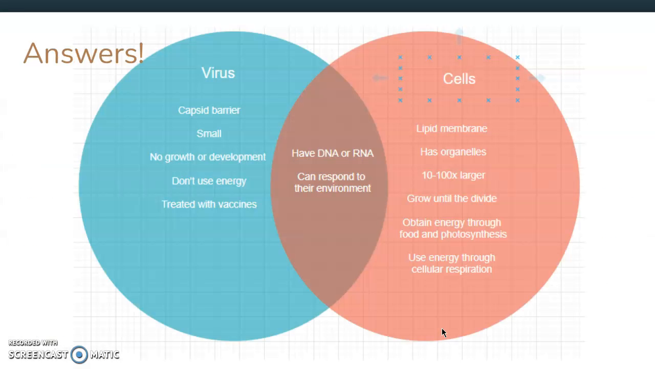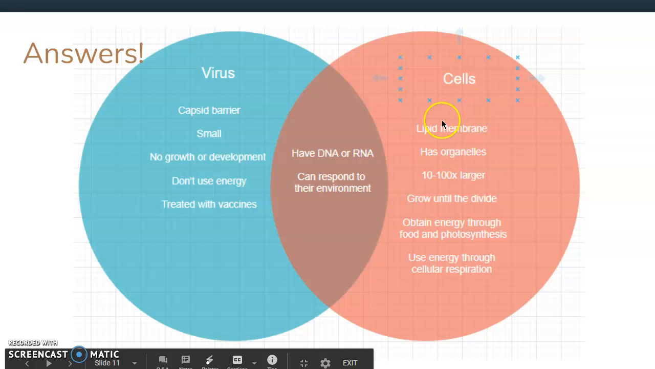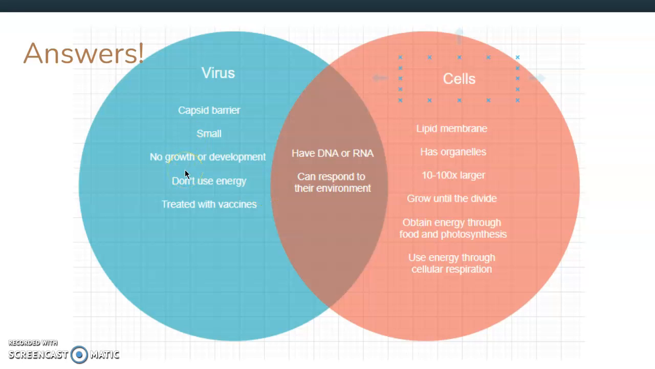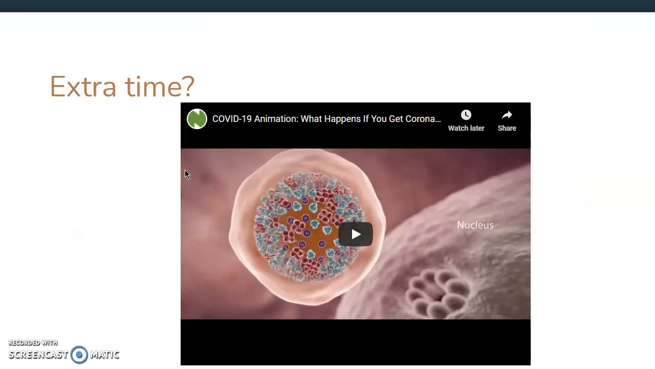So here is how I did it using those different ones. I made my own Venn diagram, and just to kind of break down what it would look like, cells versus viruses. So at the very end of this, we don't have time right now to play this whole video, but I would love for you guys to watch this, and it talks specifically about COVID-19 and what happens once it comes into our bodies and how it affects our bodies. So this is a very pertinent, a very timely video, I think, and very important lesson to learn about.